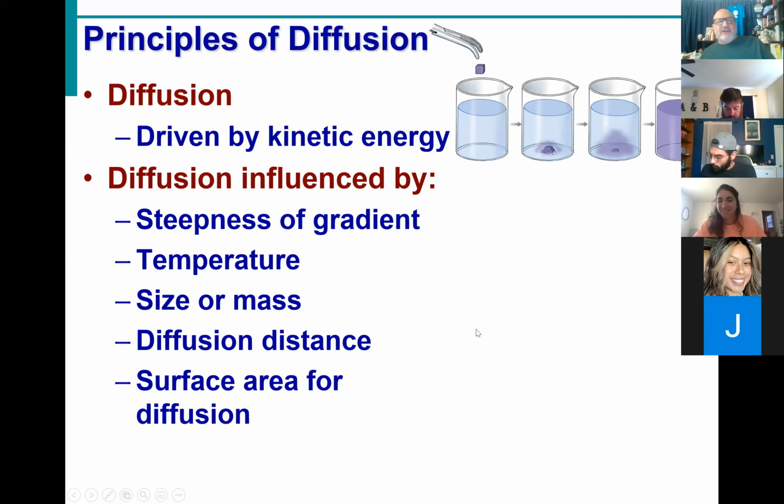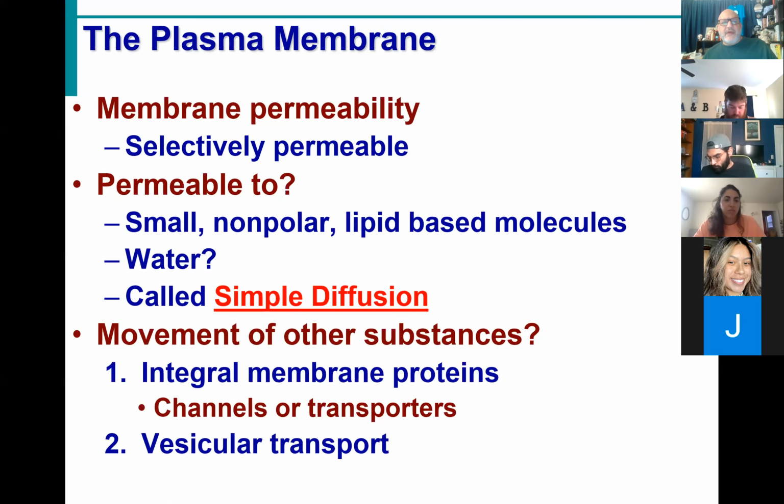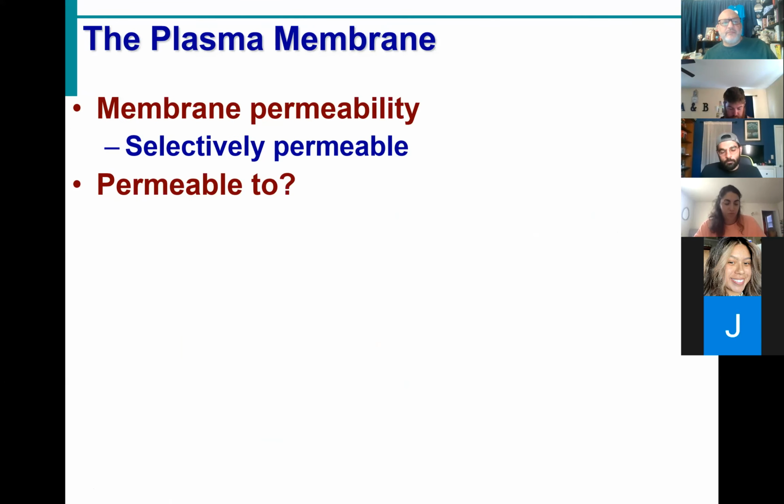Excellent. So when we talk about diffusion, these are the factors that can influence it. Now, as we mentioned, our plasma membrane is semi-permeable. It will allow some things to just pass right on through it.